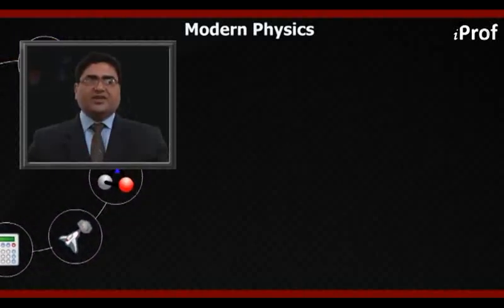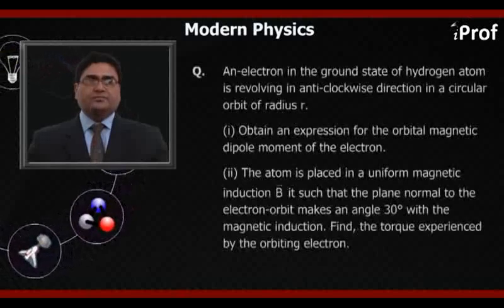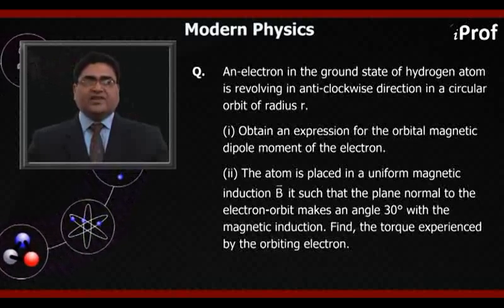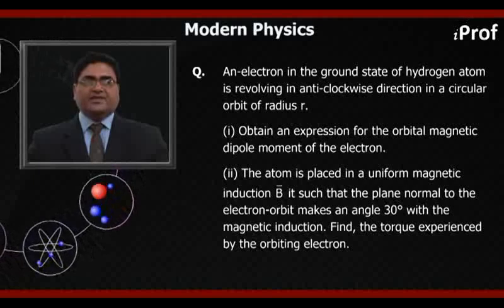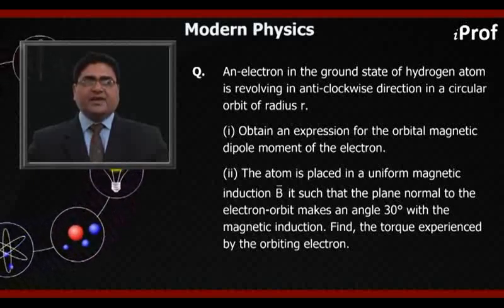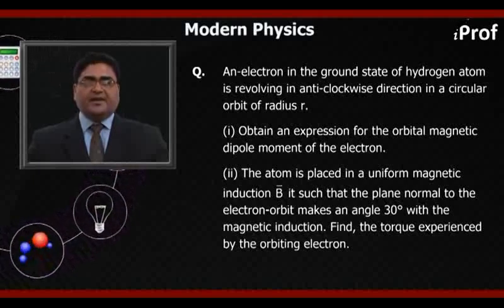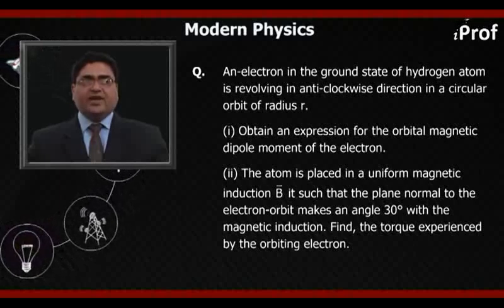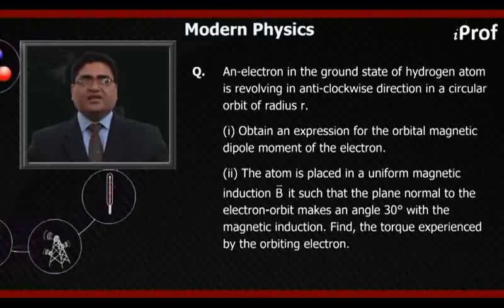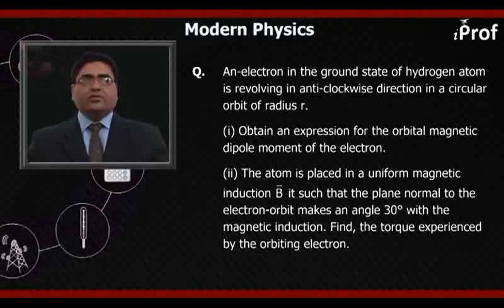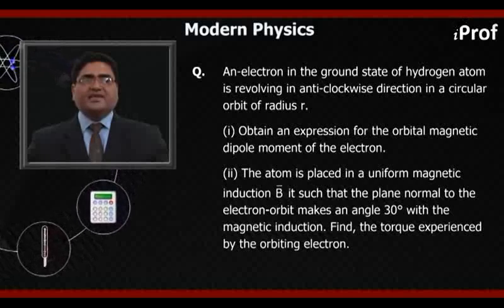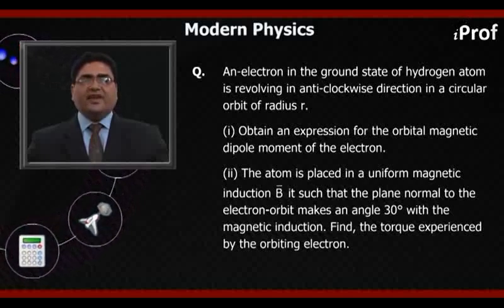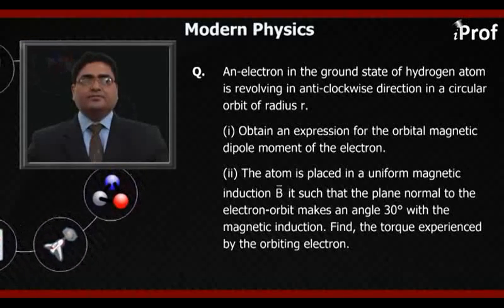Let's see another illustration. An electron in the ground state of a hydrogen atom is revolving in an anti-clockwise direction in a circular orbit of radius r. First, obtain an expression for the orbital magnetic dipole moment of the electron. Second, the atom is placed in a uniform magnetic induction B such that the plane normal to the electron orbit makes an angle of 30 degrees with the magnetic induction. Find the torque experienced by the orbiting electron.